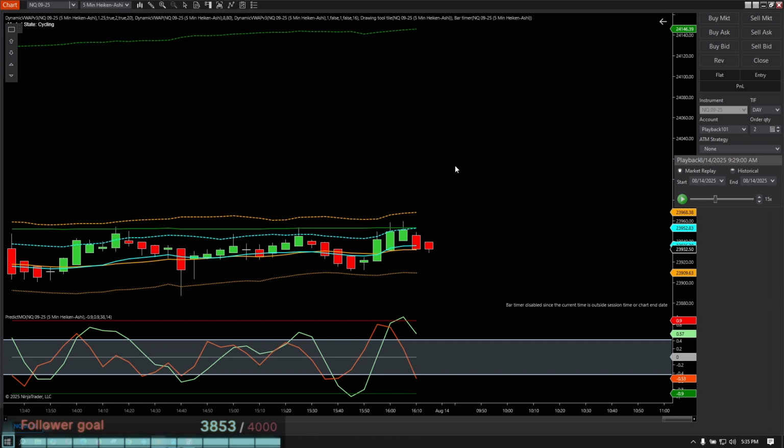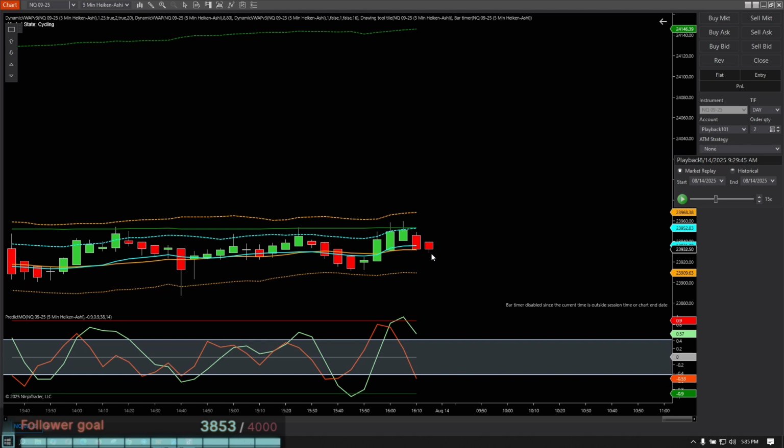So if you're trying to get a feel for where the big money is pushing, this is your view right here, guys. Okay, so let's go ahead and run this bad boy at 15 times the speed of the market and see exactly how some of these trades got executed in the course of the day today. This is very important, all right?